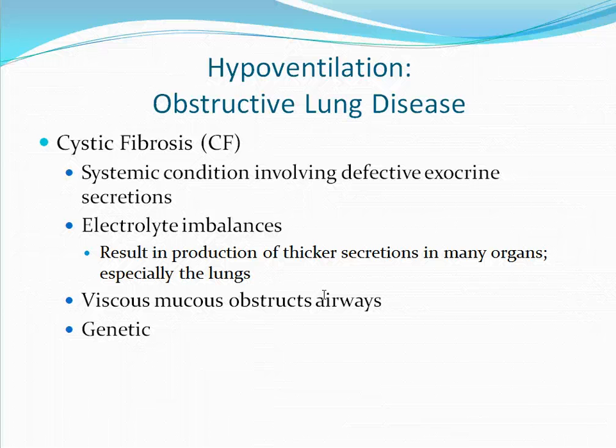Our last example of an obstructive lung disease is cystic fibrosis. This is a systemic condition involving defective exocrine secretions. The electrolyte imbalances that result here will cause the production of thicker secretions from many organs, especially the lungs. This viscous mucus then obstructs the airways. Cystic fibrosis is a genetic disorder.